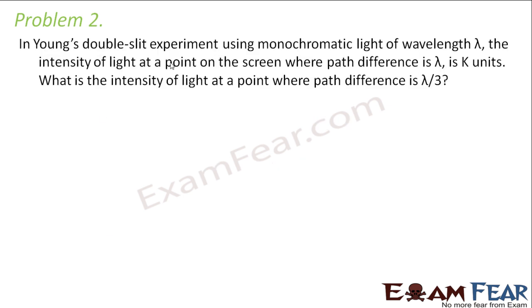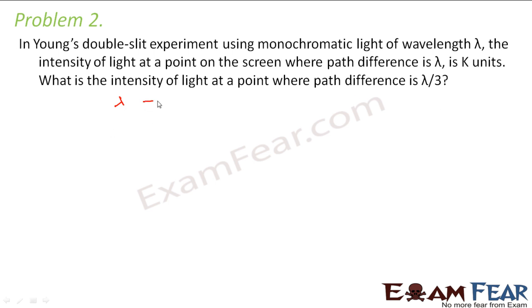Let us look at the next problem. It says, in Young's double slit experiment using monochromatic light of wavelength lambda, the intensity of light at a point on the screen where path difference is lambda is k units. That means where path difference is lambda, you have an intensity of k. What is the intensity of light at a point where path difference is lambda by 3?